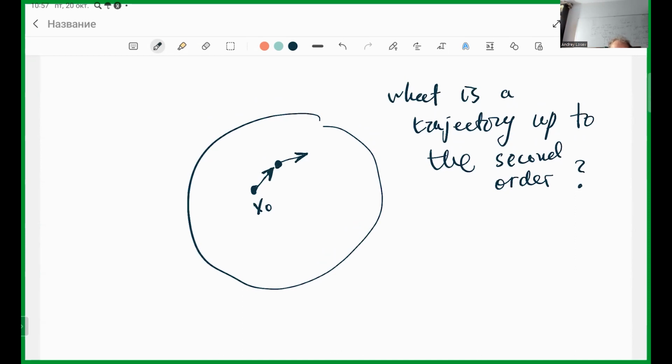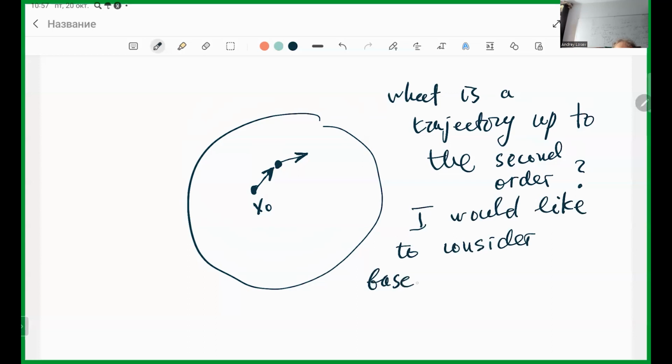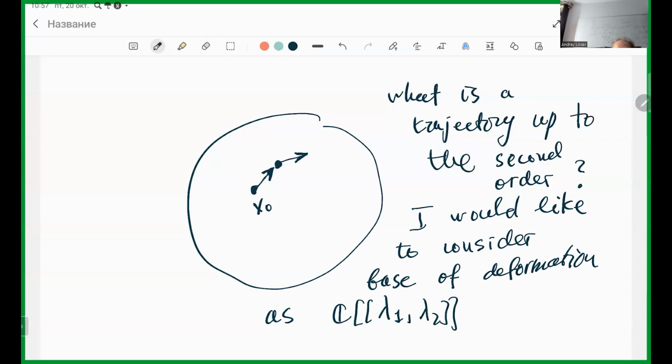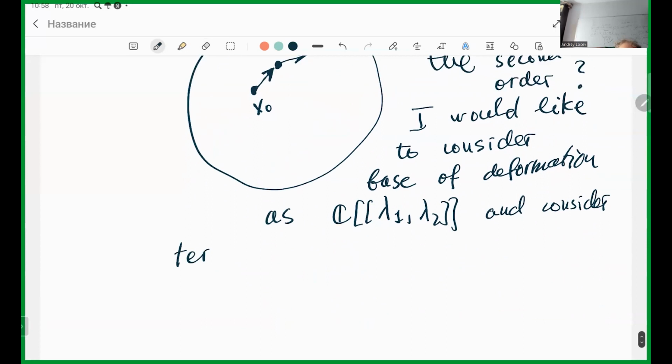So I prefer to think about it in the following way. Base of deformation as a formal series in lambda 1, lambda 2, and consider the term in front of lambda 1, lambda 2. It is just more convenient to do this.